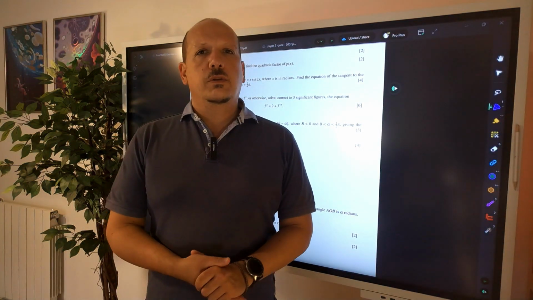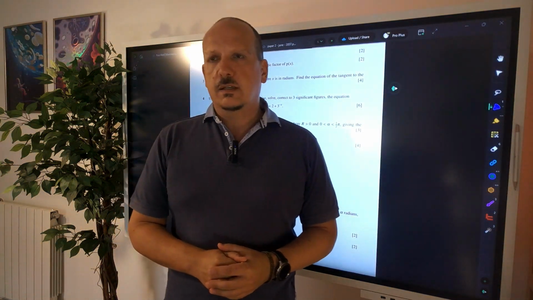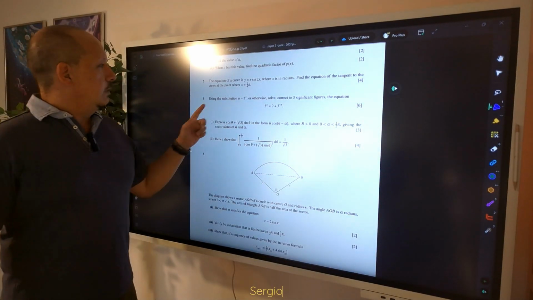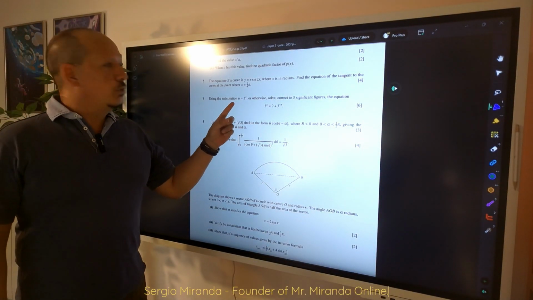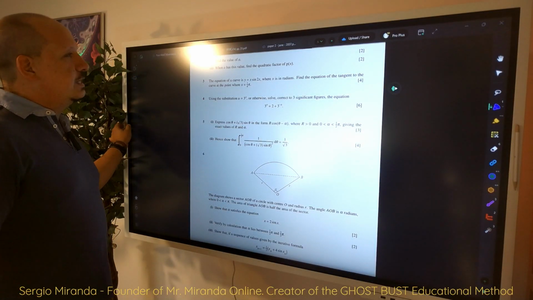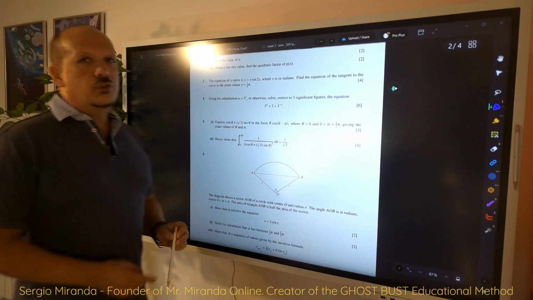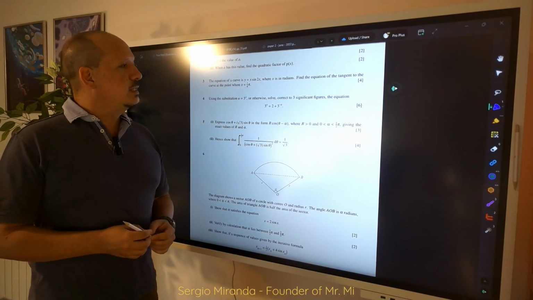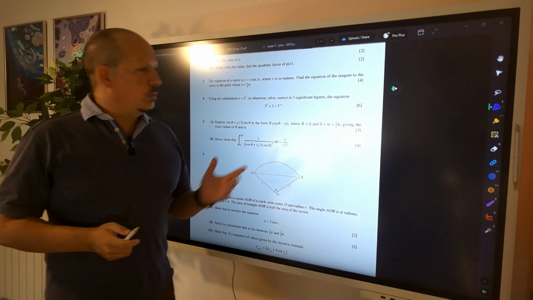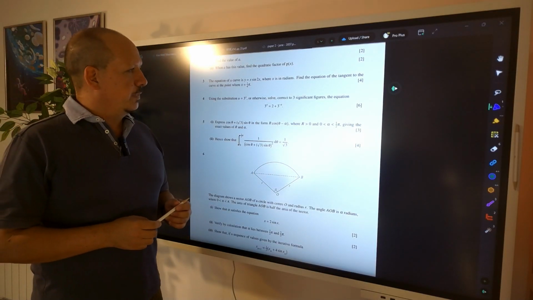We are now going to the exam questions regarding this lesson. The first of which is this one. Using the substitution u equals 3 to the power of x, or otherwise, solve correct to three significant figures the equation 3 to the power of x equals 2 plus 3 to the power of minus x. Now, how are we going to tackle this question?